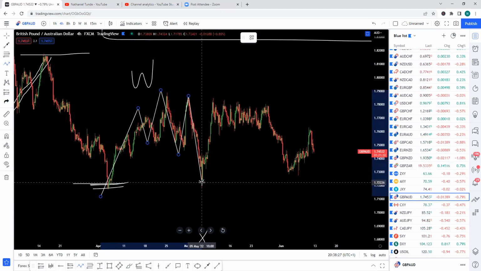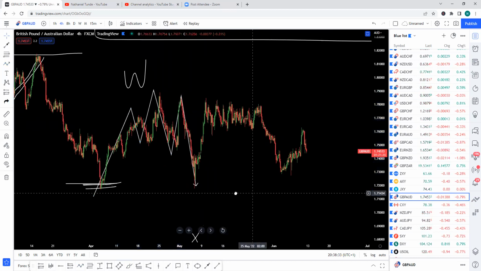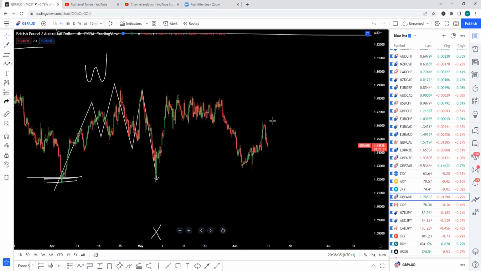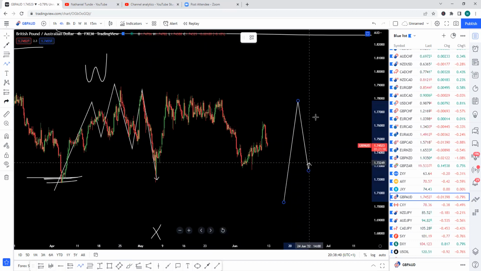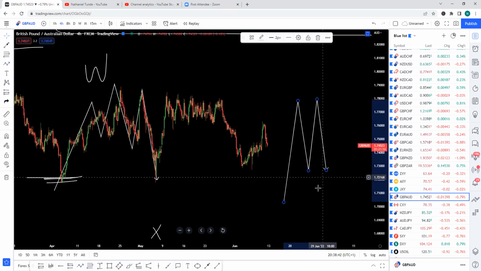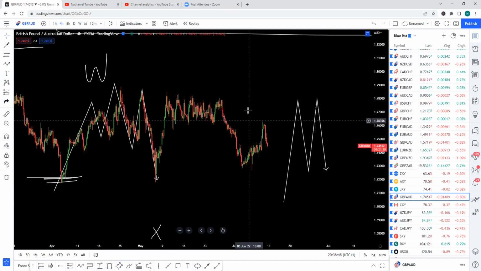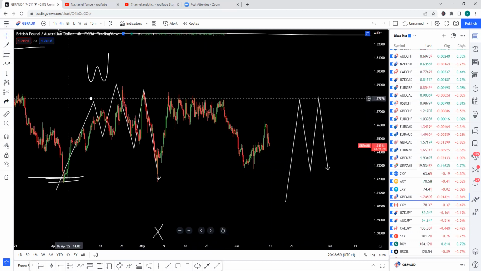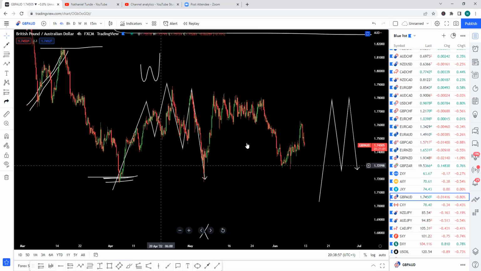1, 2, and 3. It's allowed in the sense that the three waves are strong. Let me explain something. Get this clearly. You have an impulse, impulse, impulse. The fact that these three waves are impulsive doesn't invalidate that this is a three-wave structure. So that is why this B is taken as a corrective structure.